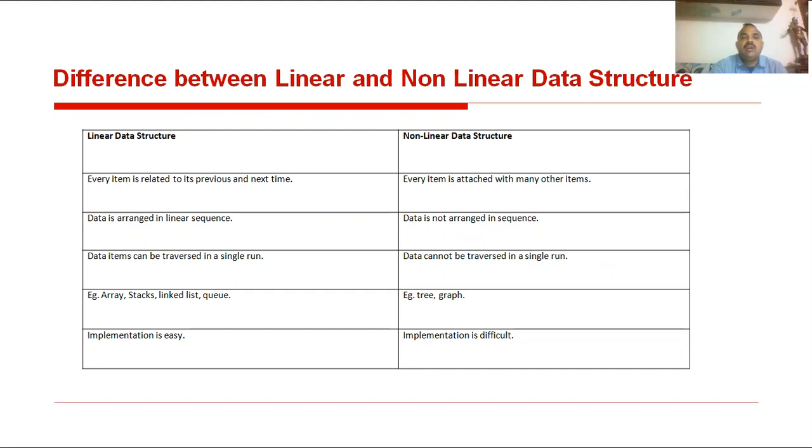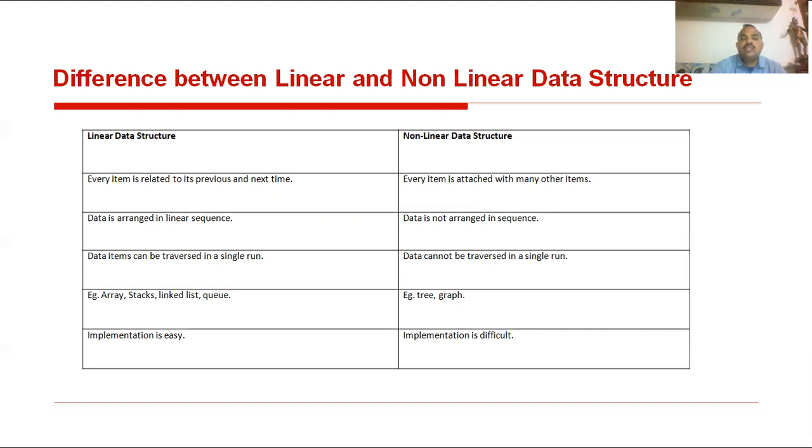What are the differences between linear and non-linear data structures? In linear data structures, every item is related to its previous and next item. Clear? In non-linear data structures, every item is attached to many other items. In linear data structures, data is arranged in a linear sequence, whereas in non-linear data structures, data is not arranged in sequence. In linear data structures, data items can be traversed in a single run, whereas in non-linear data structures, data cannot be traversed in a single run.